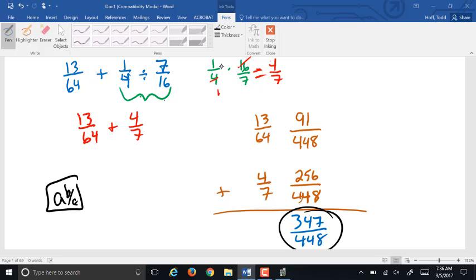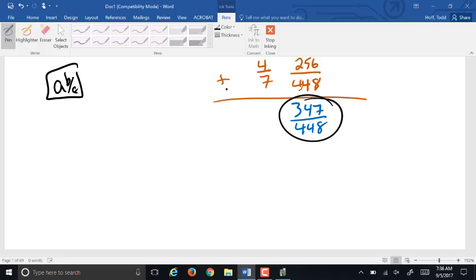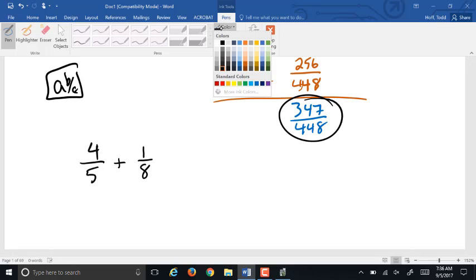Well, let's go over that here quick. That ABC button that you have there will allow you to do fractions. Let's say I want to do 4/5 plus 1/8.